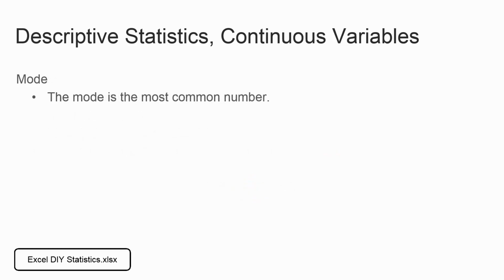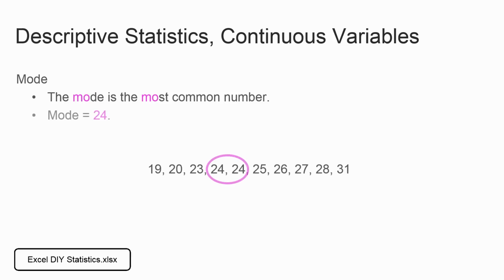The mode is the most common number in the variable. There's an easy way to remember this. Notice that the words mode and most both start with MO. Consider this data set. Each number appears only once, except for 24, which appears twice. Since 24 appears more times than any other number, the mode is 24.